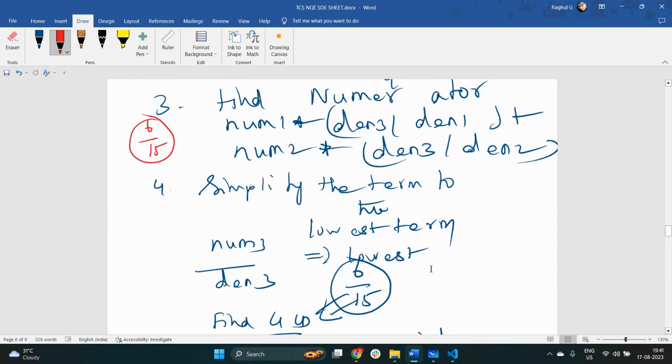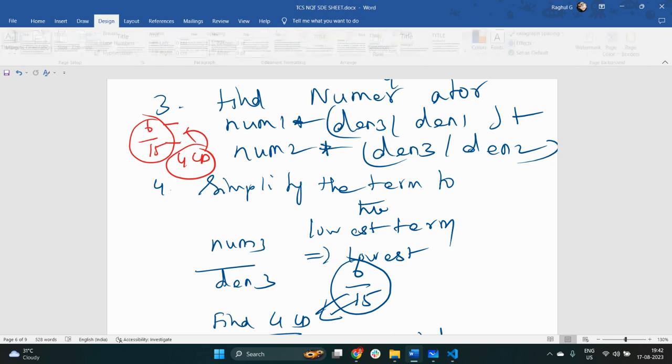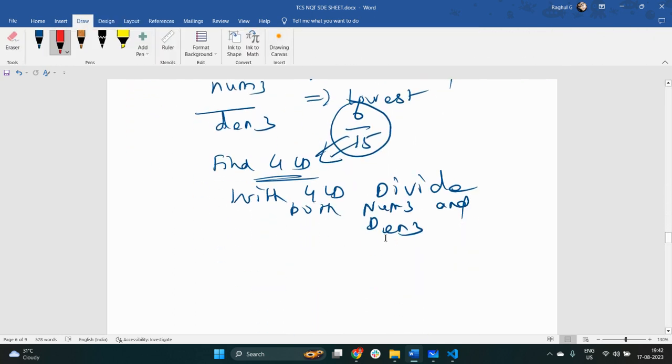I'm supposed to find a number which divides both 6 as well as 15. Here I'm going to give you a definition called GCD. So I'm going to find the GCD of both the numbers, and divide the numbers by the GCD. And finally, I get the answer.